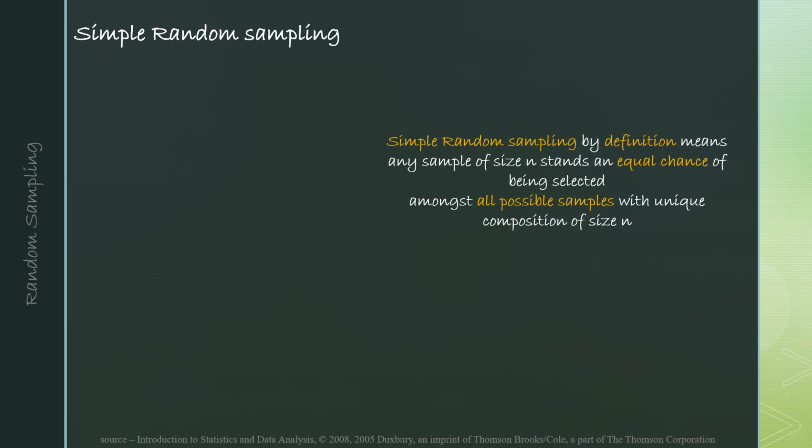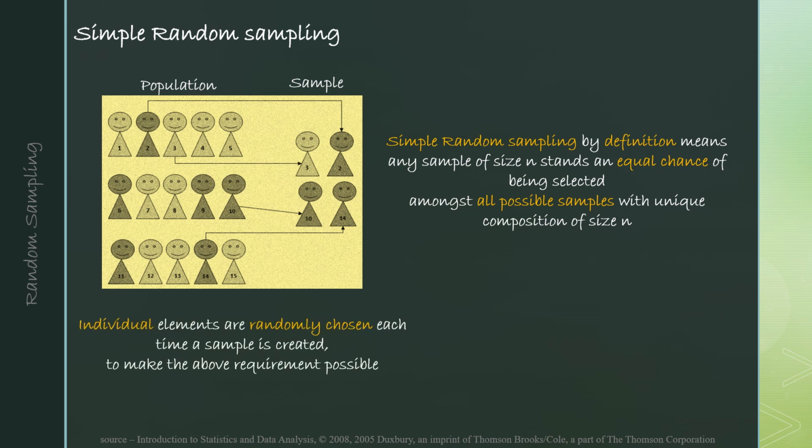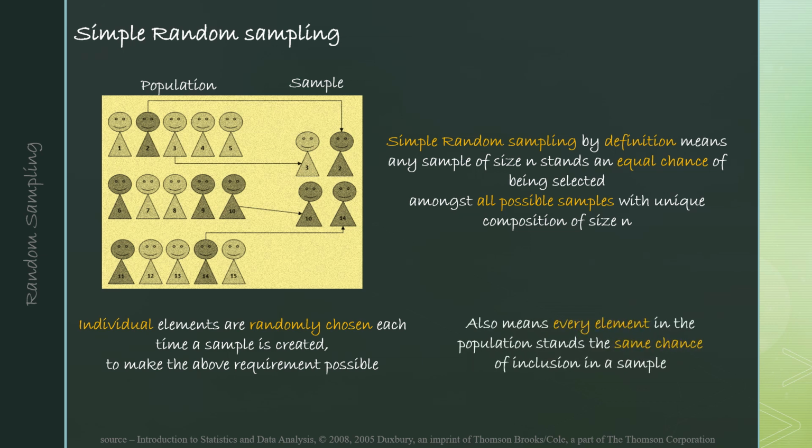Simple random sampling is the most often used sampling method. Simple random sampling by definition means any sample of size n stands an equal chance of being selected amongst all possible samples with unique composition of size n. Individual elements are randomly chosen each time a sample is created to make the above requirement possible. It also means every element in the population stands the same chance of inclusion in a sample.